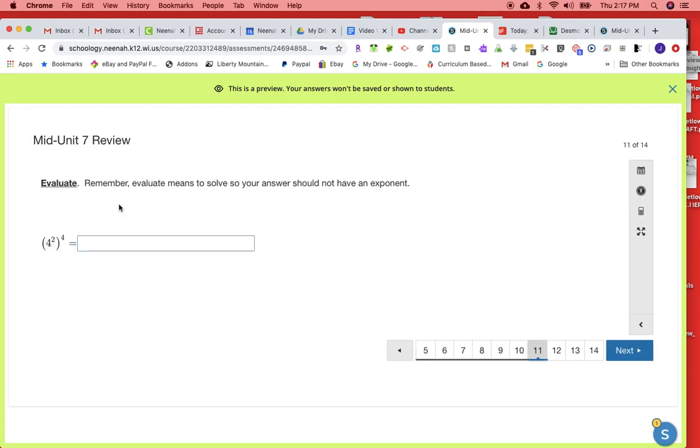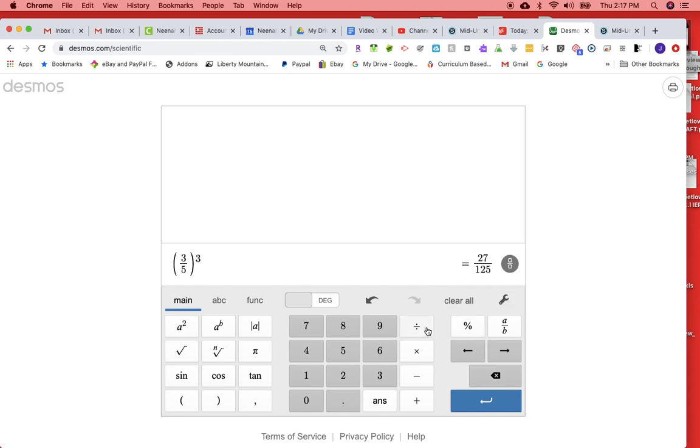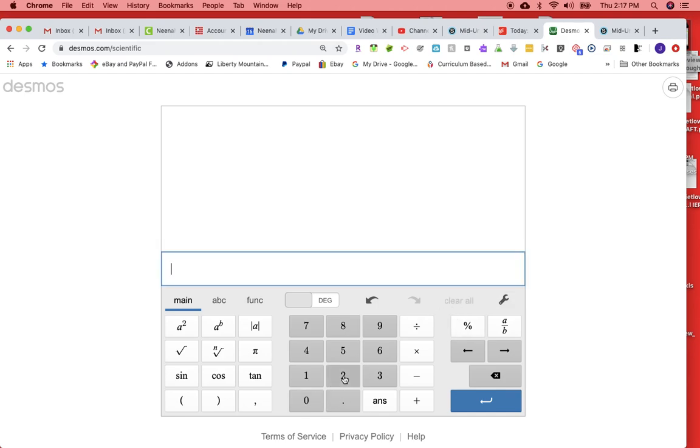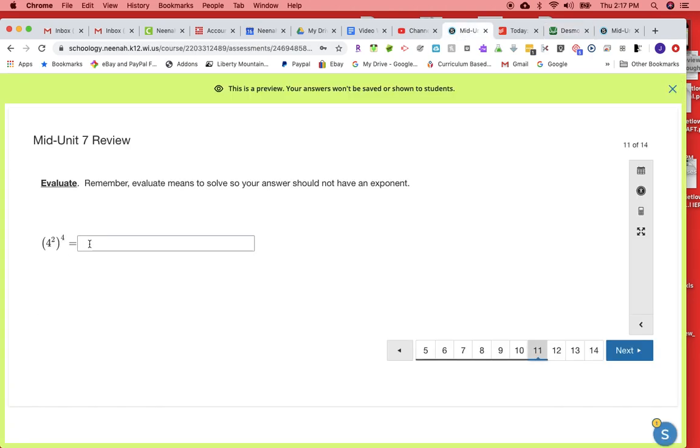This one says, remember, to evaluate means to solve. Your answer should not have an exponent. So we have 4 to the 2nd power, all raised to the 4th power. If you remember, we have to multiply our exponents. 2 times 4 is 8. So we just have to find out what 2 to the 8th power is. We can go back to Desmos and clear this. 2, exponent key, 8 is 256. Our answer is going to be 256.